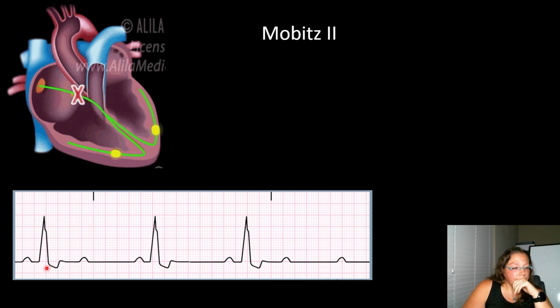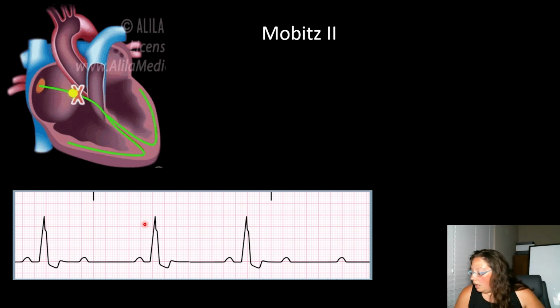So what is Mobitz 2? Well, you got P and QRS equal. Here you go. They're equal together. If we were to measure with calipers, this distance between this P and R would be the same distance between this P and R and this P and R. However, some of these P waves, you can see, some of these P waves don't have QRSs. So we have Mobitz 2.